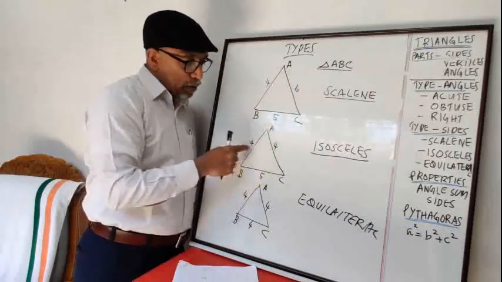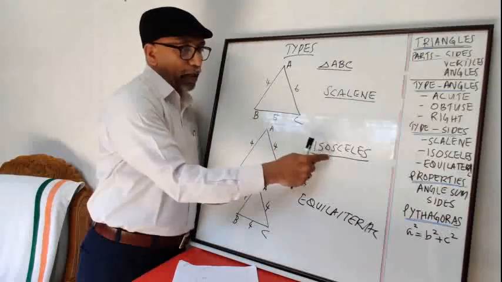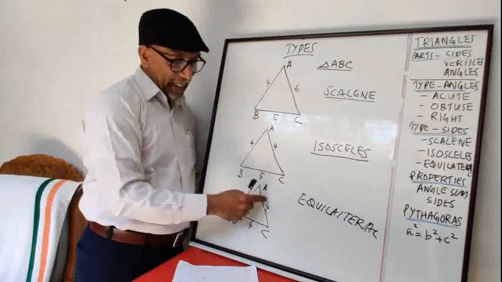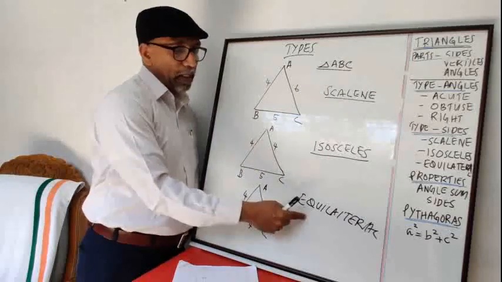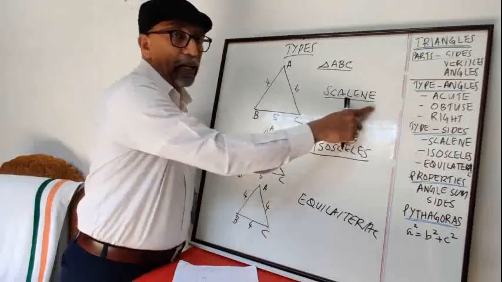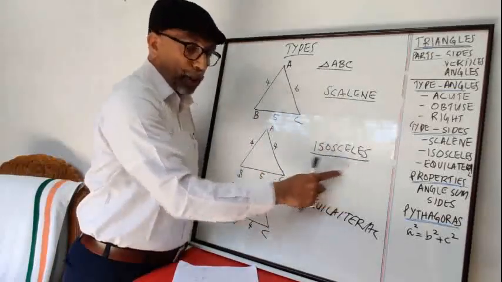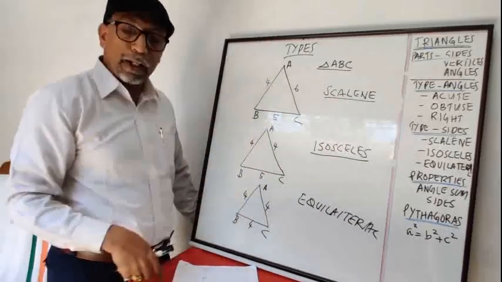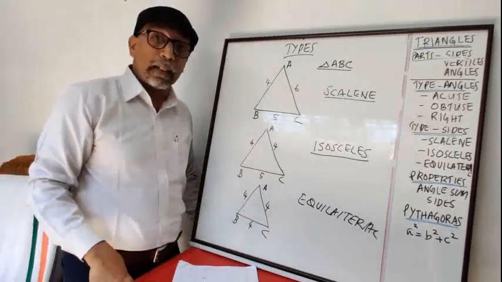If any two sides are equal, we call it an isosceles triangle. If all three sides are equal, then we call it an equilateral triangle. A scalene triangle, an isosceles triangle, and an equilateral triangle. These are the classification of triangles by looking at the sides.